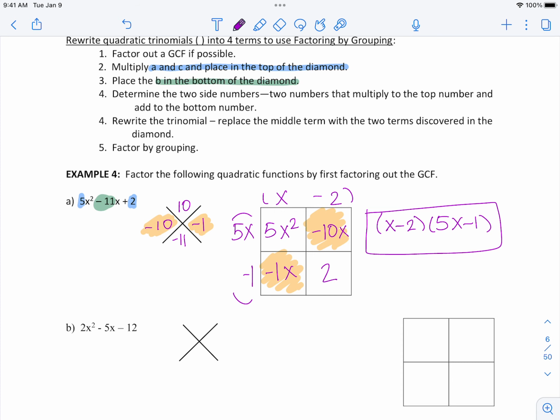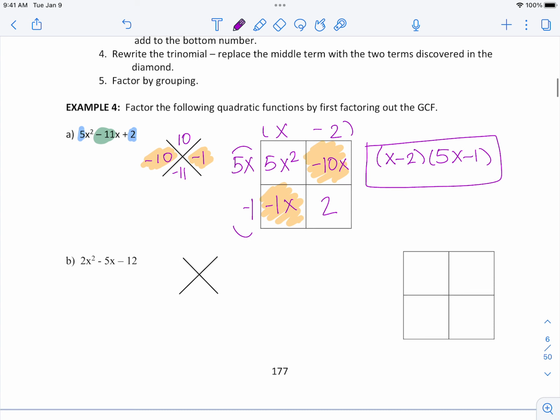All right, let's try the next one. Here we have 2x squared minus 5x minus 12. So I'm going to start by multiplying my a and c together. So I have 2 times negative 12, which is going to give me negative 24. Then I'm going to place my b, negative 5, in the bottom.